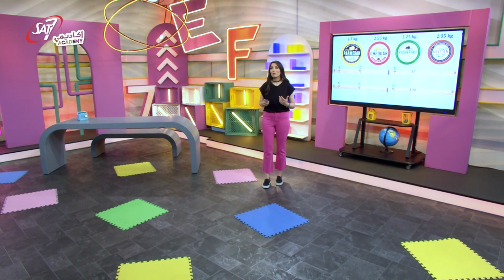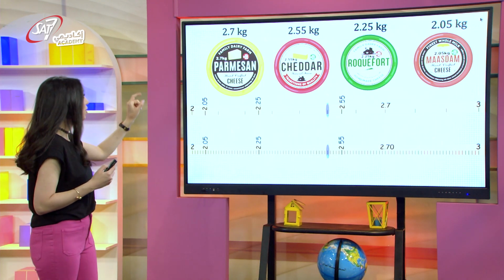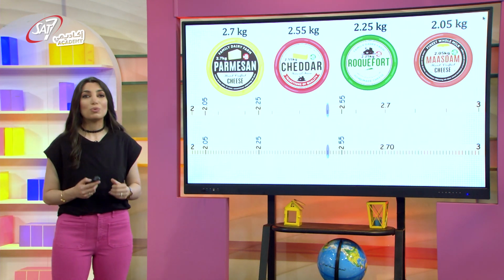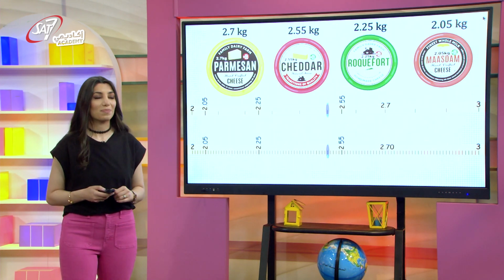None of those packages contain exactly 2.5, but the closest is the second package, 2.55 kilograms, which is slightly more than 2 kilograms and a half.